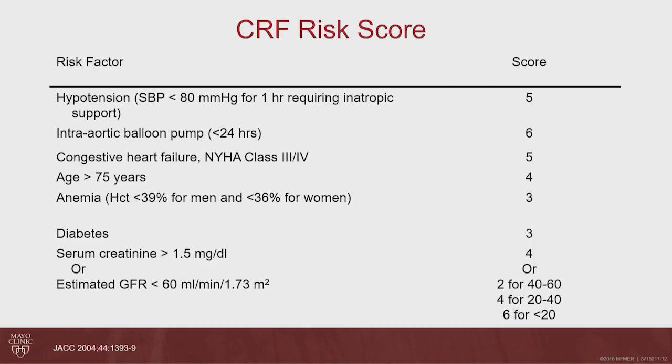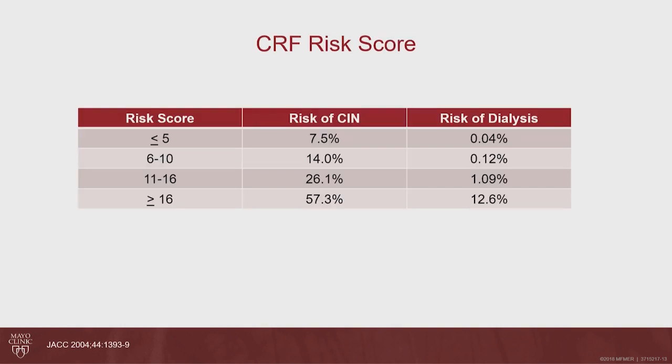And so here is a commonly used risk score that has been used. And you can see here various points are assigned. So for our particular patient, he's older than 75, so he gets 4 points there. He has diabetes, so he gets 3 points there. His GFR was 47, and so he would get 2 points there. Based on this, his risk is about 14% for contrast nephropathy.